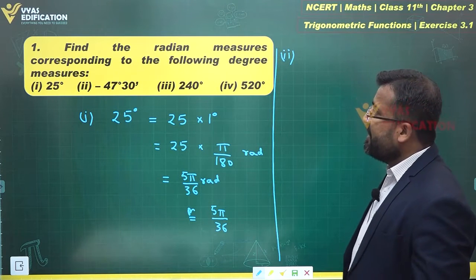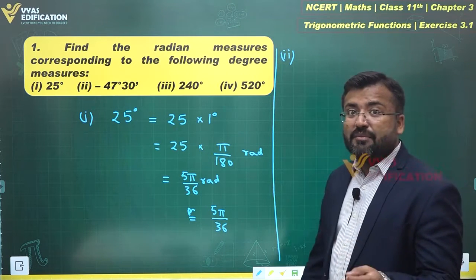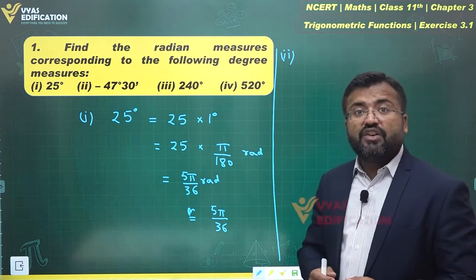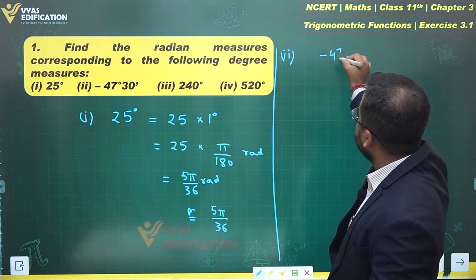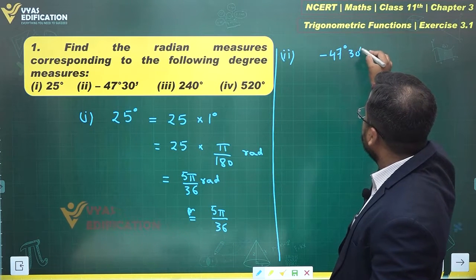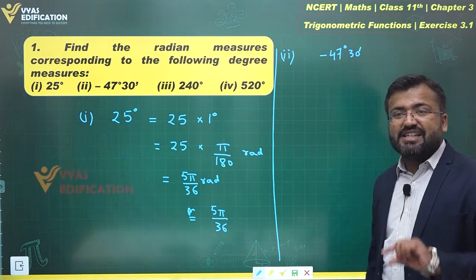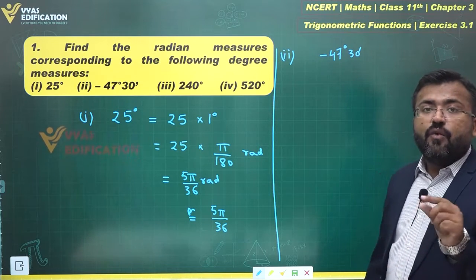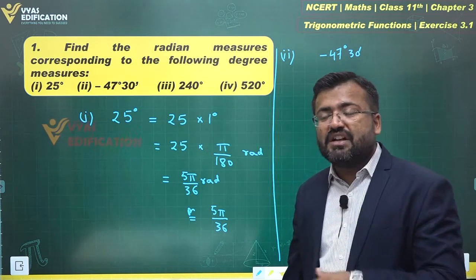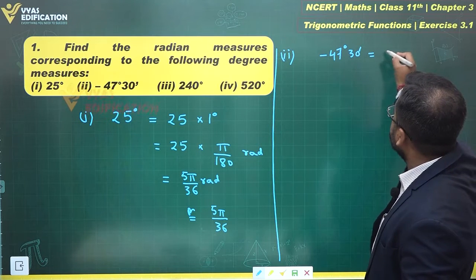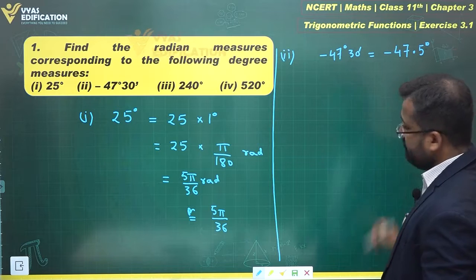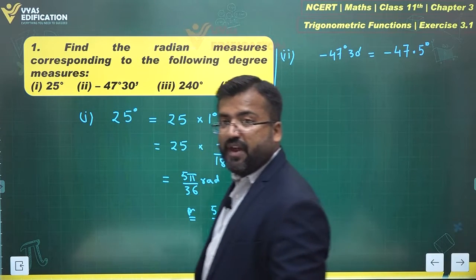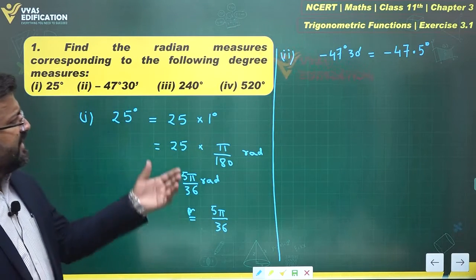What does the second part say? We have minus 47 degree 30 minutes. Now that 30 minutes has to be converted into degree first, right? Since 1 degree has 60 minutes, 30 minutes would be half a degree. This is minus 47.5 degree. That's pretty simple, yes.